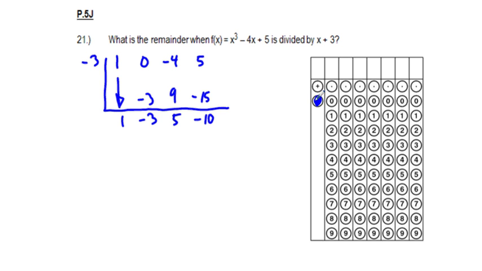A lot of people got this one right that I saw. So -1, 0 is what this thing would look like, and you can put the 10 over at the far right. It really doesn't matter. Another thing you can do is use the remainder theorem.